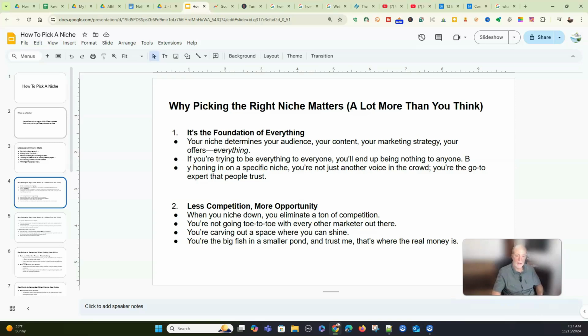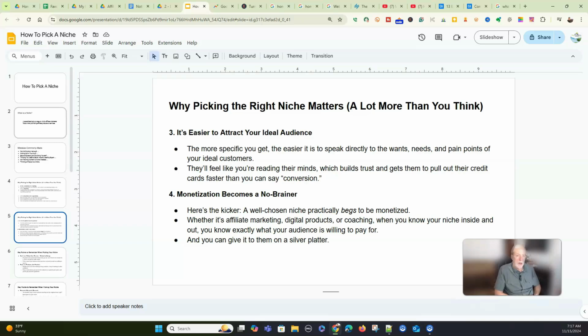And it's where we're able to talk to our audience and be heard and seen. And when you do that, you eliminate that competition of the red ocean. And you're not going toe-to-toe with every marketer out there. So you want to avoid that, and that's why it's really important that you take a minute and determine your niche. And you're carving out a space where you can shine. That's the blue ocean.